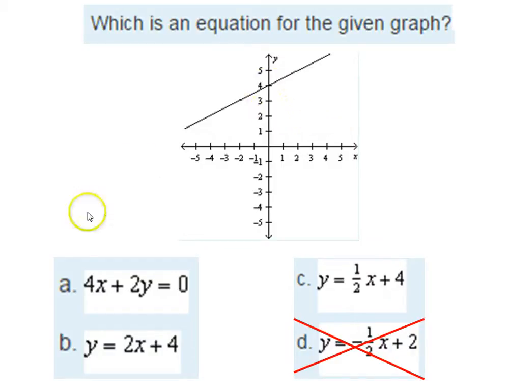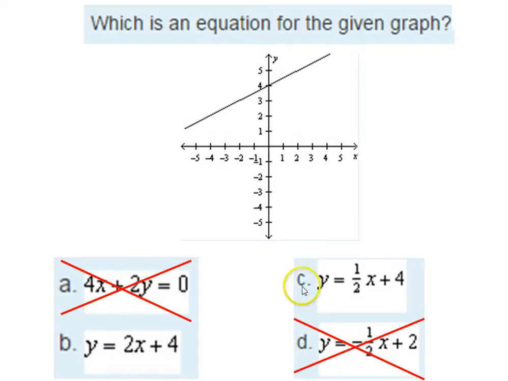So if this A right here is an equation for the line, that means that if I plug in 0 for x and 4 for y, this equation will be true. This sentence will make sense. So if I do 4 times 0 is 0, plus 2 times 4, which is 8. 0 plus 8 does not equal 0. So A cannot be an answer either, because when I plug in a point that I know is on the line, it doesn't make sense in the equation. So A is not correct either.